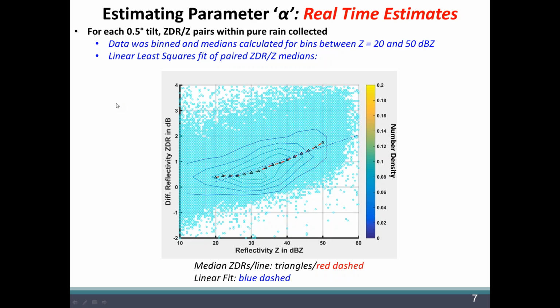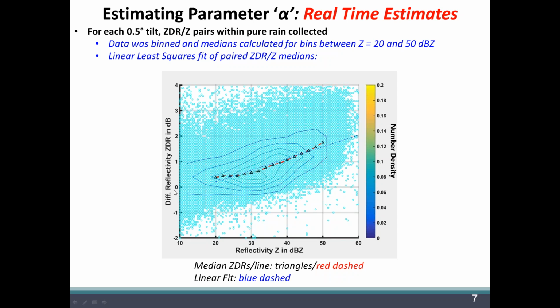So what we do to estimate the parameter alpha in real time is we take each half-degree tilt, we collect the ZDR and Z pairs that are within pure array, and then we bin the data. The bins are between reflectivities of 20 and 50 dBZ. So we bin the data and we calculate the median ZDR for each one of those bins, and then we fit a linear least squares fit to the median data.